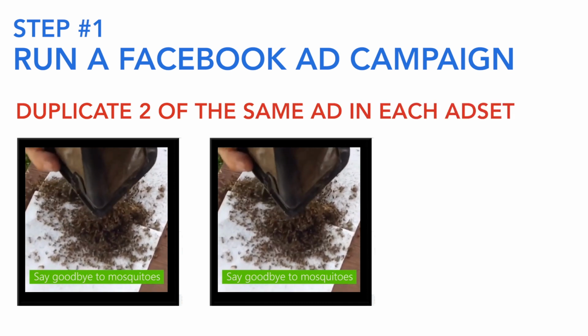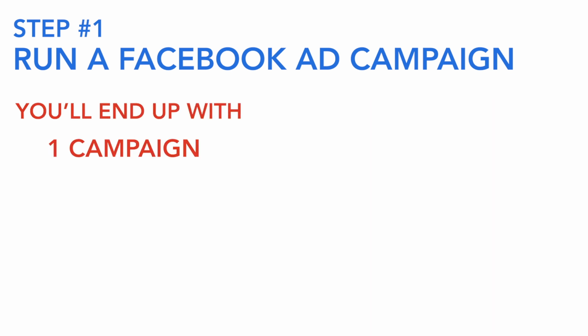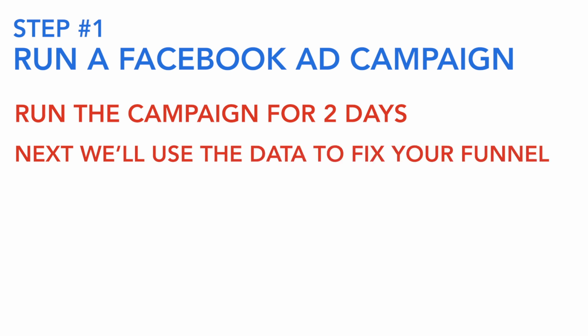For each of those ad sets, duplicate 2 of the same creatives that you want to test. You should end up with 1 campaign, 5 ad sets, and 10 ads. Run this campaign for 2 days. It's probably not going to be profitable, but that's okay. Now that you have some data, you can start diagnosing the problems with your funnel.